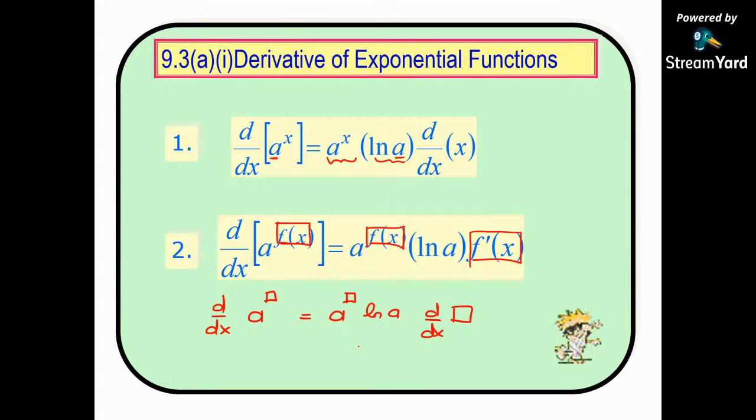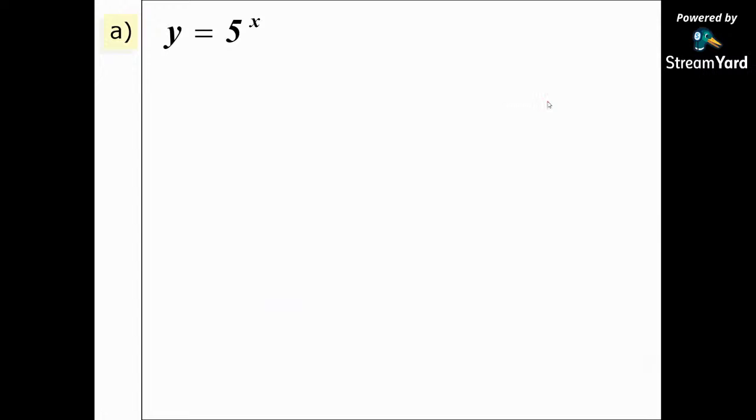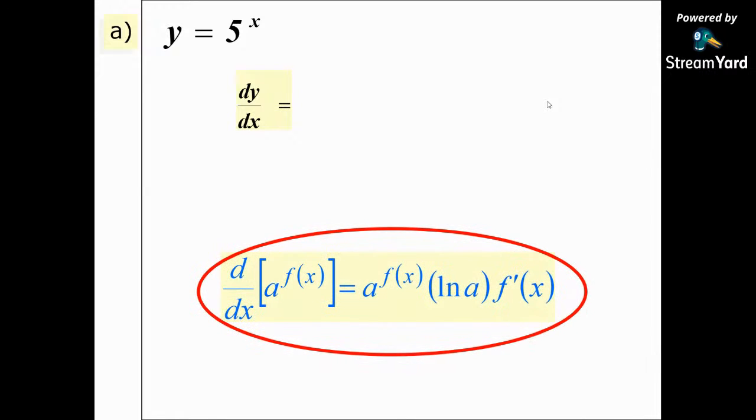Okay, so now let us go to the example. We differentiate the following with respect to x. So that means we are going to get dy over dx. Now differentiating 5 to the power of x, let us refer to the formula. The formula says that if we have to differentiate a to the power of f(x), then it will become a to the power of f(x), ln of a, f prime of x.